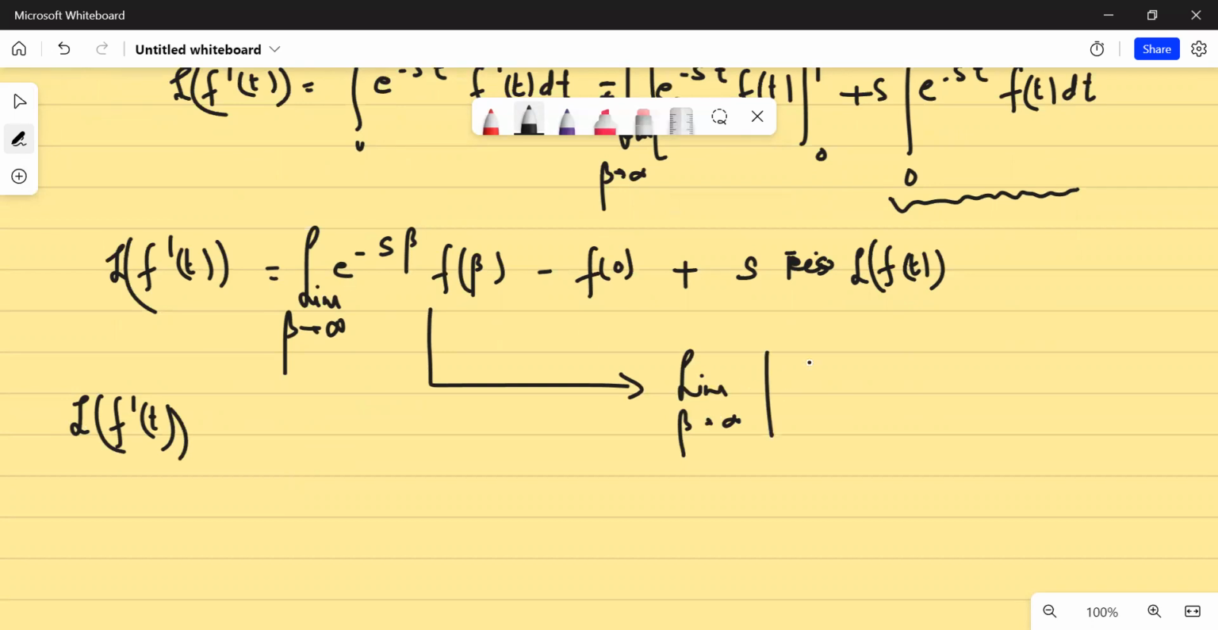What I'll do, I'll take an absolute value of it. I know that my function is of exponential order, so this will be less than or equal to e to the power minus s beta, and this will be some capital M e to the power minus alpha beta.